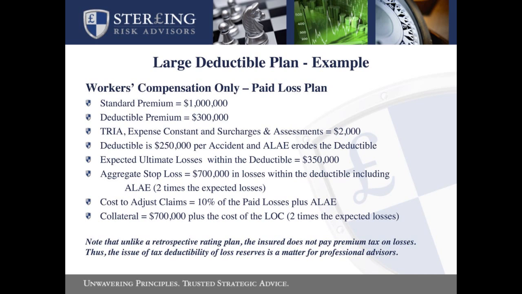And you would have to add to that the cost of obtaining the letter of credit or the time value of money as opposed to cash. And here, one of the major differences is in retrospective rating plans, the losses are considered premium because we're using a formula to develop the ultimate premium cost.